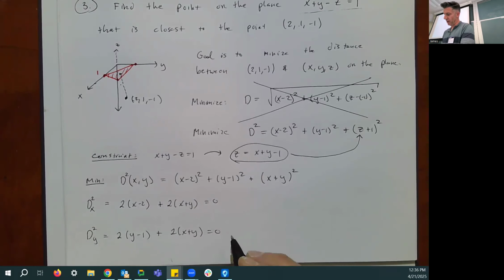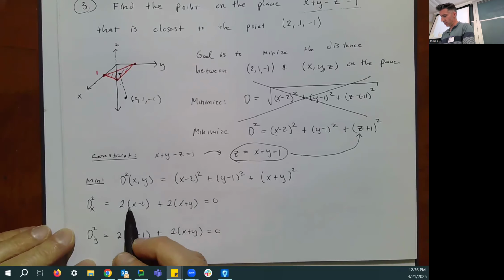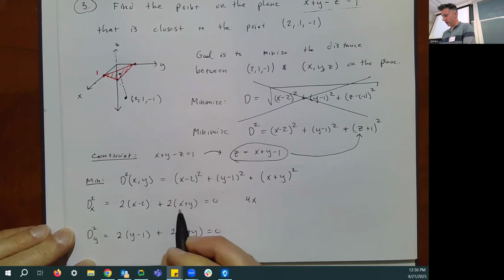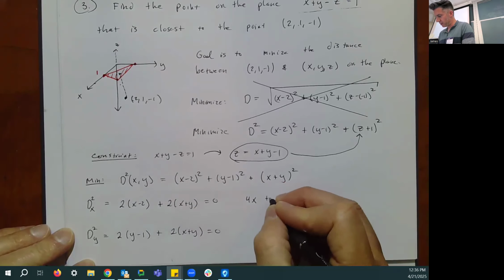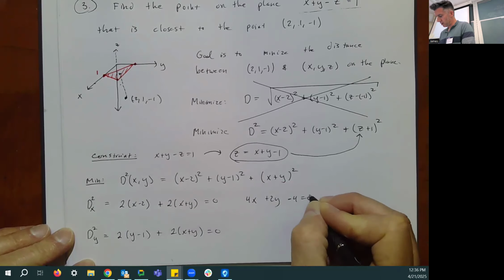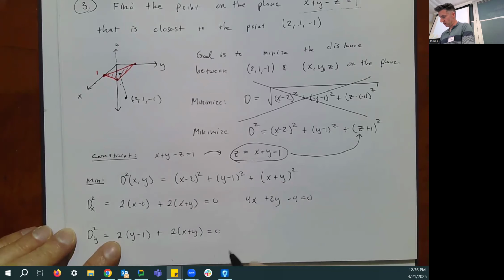So it looks like we're going to have two equations of lines again, and we're essentially going to end up finding where these two lines cross each other. If I simplify this, I've got a 2x plus another 2x, so I've got a 4x. I've got a 2 times y, and I've got a 2 times negative 2. Down here, I've got a 2y plus 2y, so I've got a 4y. I've got a 2x, and I've got a 2 times negative 1.